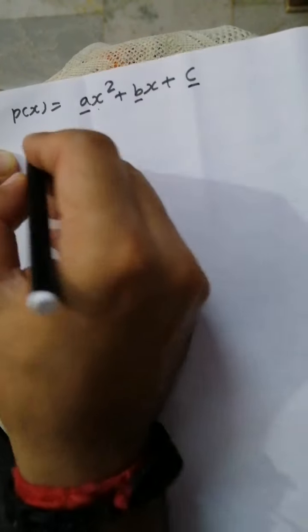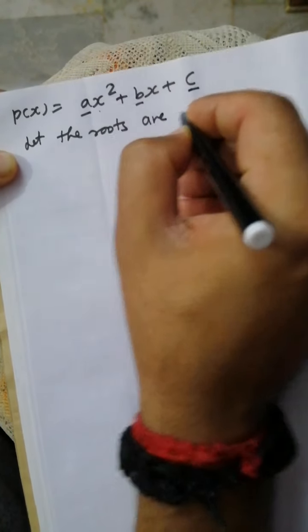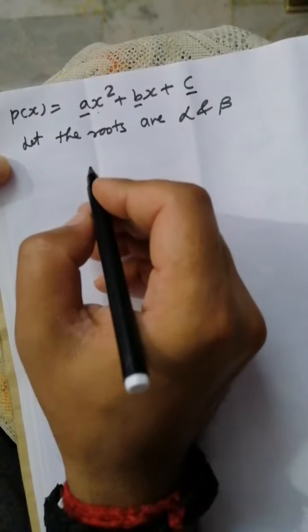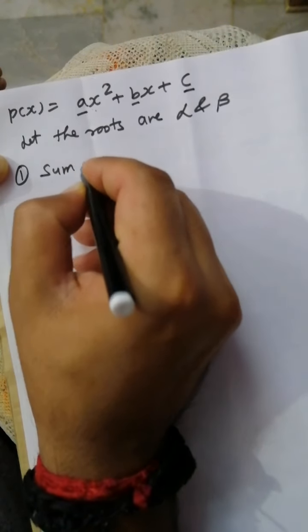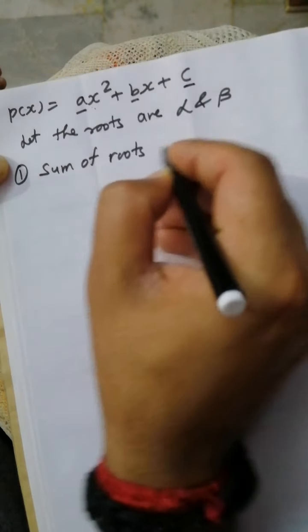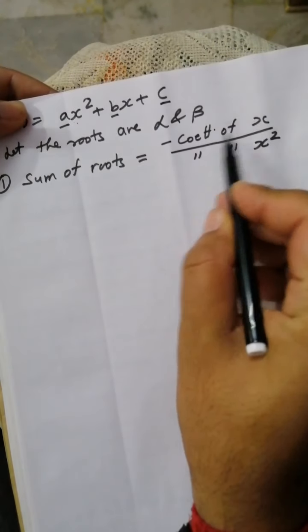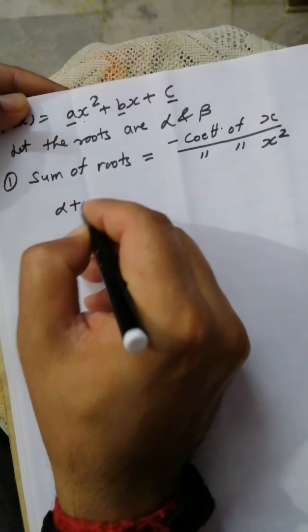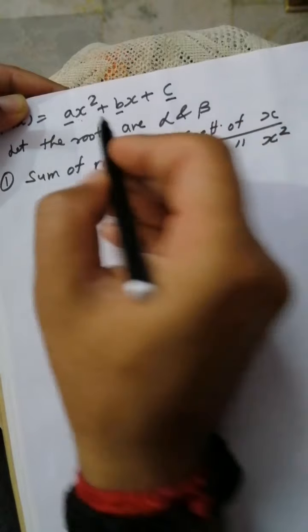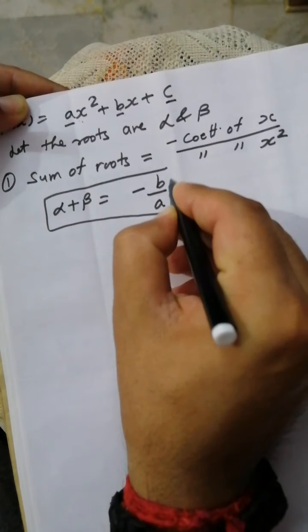It means there are two roots. So let the roots be alpha and beta. Then we have a relationship between alpha and beta, or you can say between the terms and the roots. Number 1, the sum of roots of any polynomial equals minus the coefficient of x divided by the coefficient of x square. So the sum of roots, alpha plus beta, equals minus the coefficient of x, which is b, so minus b upon a. That is the sum of roots. So alpha plus beta equals minus b upon a.